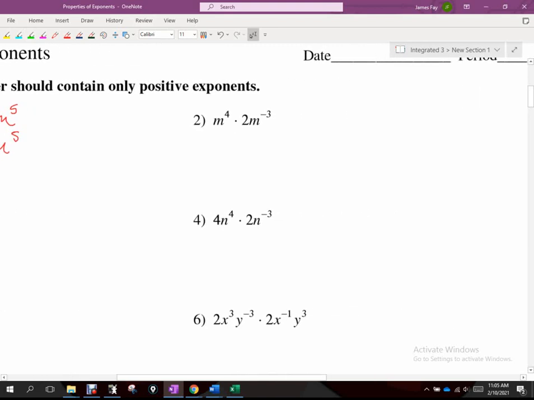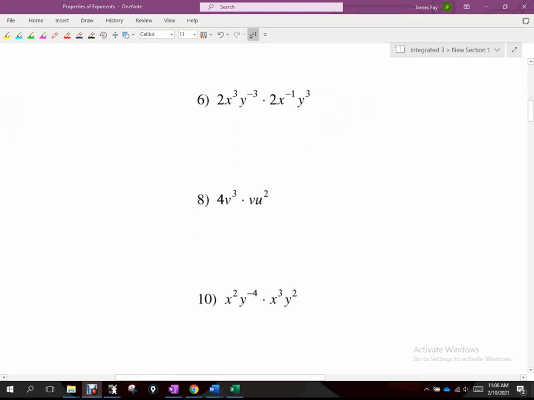Do the next one. Do two. What do we get here? 2m. Okay. So with coefficients, we multiply 1 and 2, right? Get 2. And if they're like bases for our variables m, we add the 4 and the negative 3, and we get 1, right? So 2m. Do number 6.